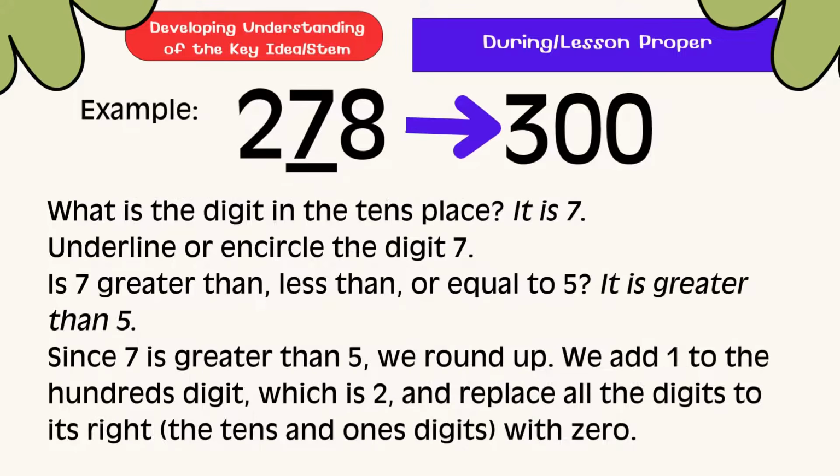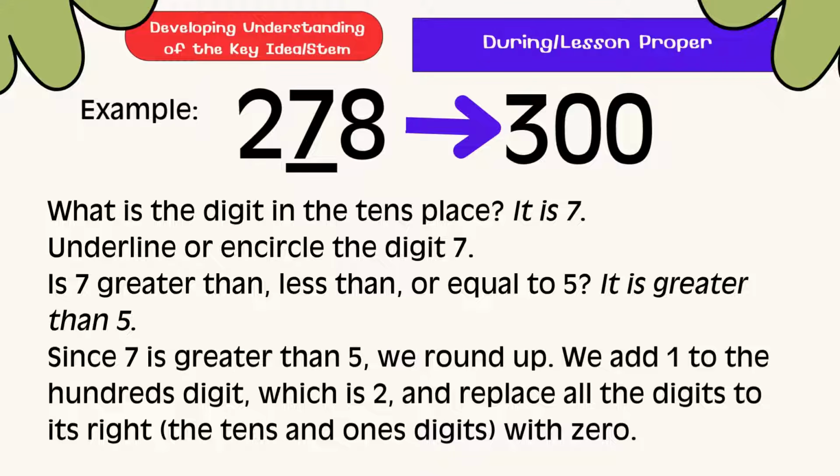Example: 278. What is the digit in the tens place? It is 7. Is 7 greater than, less than, or equal to 5? It is greater than 5. Since 7 is greater than 5, we round up.